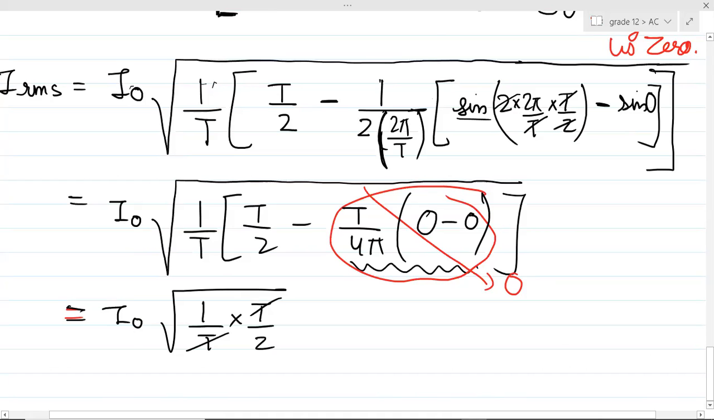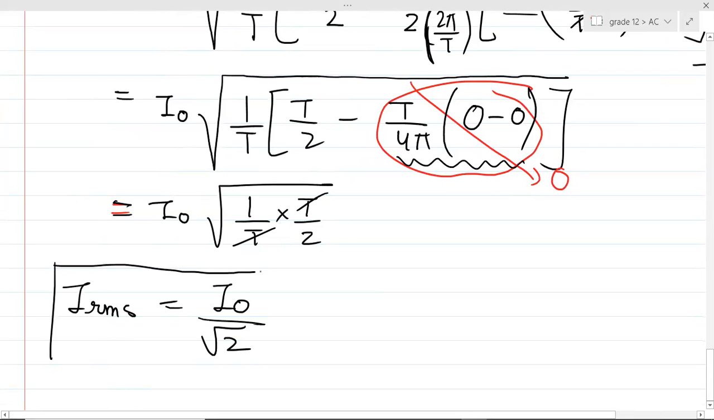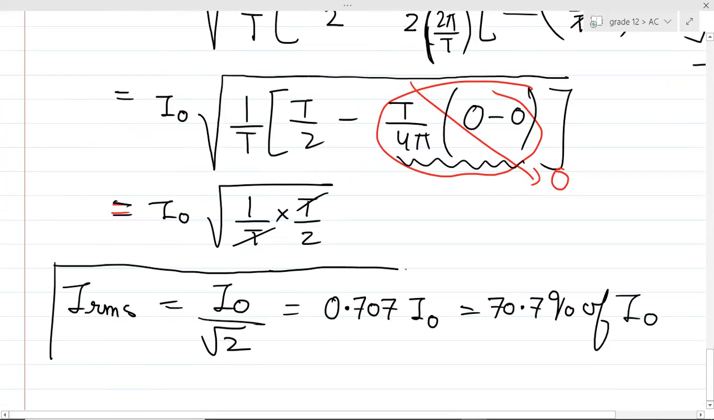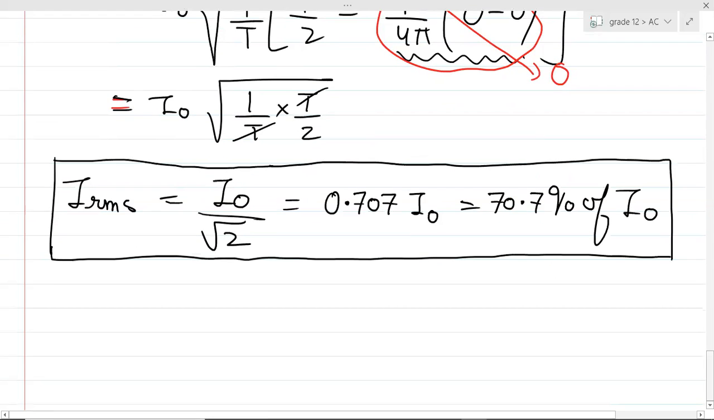Can you see over here, I RMS value is basically equal to how much? I RMS is basically I naught divided by root 2. Yes or no? Yes, sir. So this 1 by root 2 value, when you calculate it mathematically, it will come to be 0.707 times of I naught, which is basically 70.7% of the peak value.